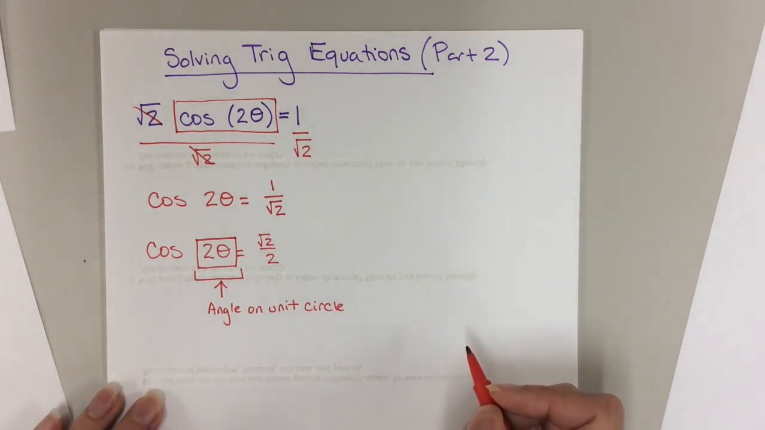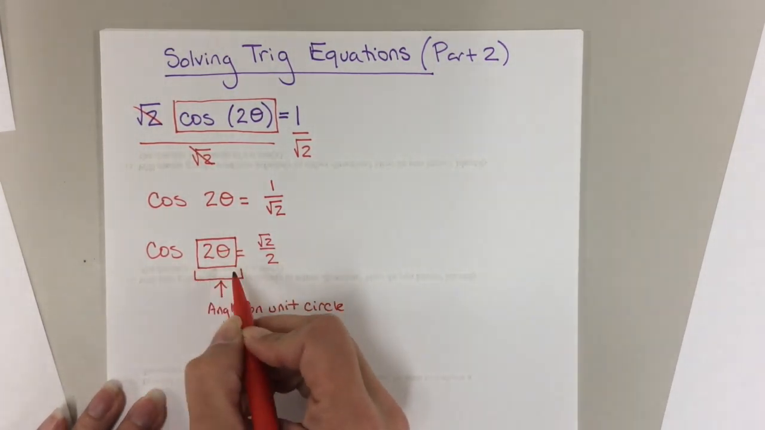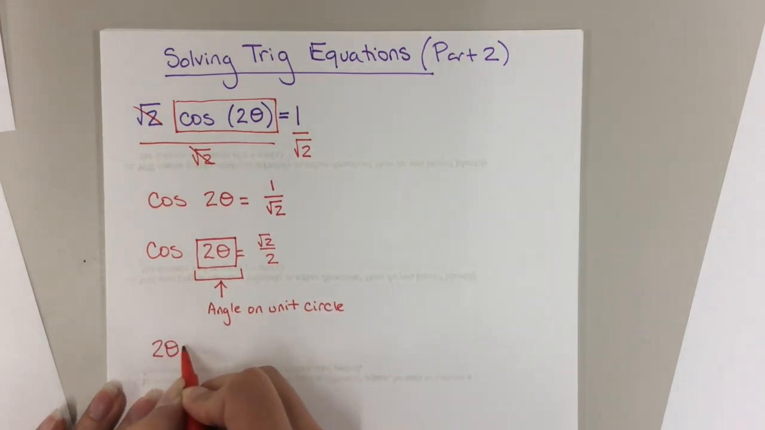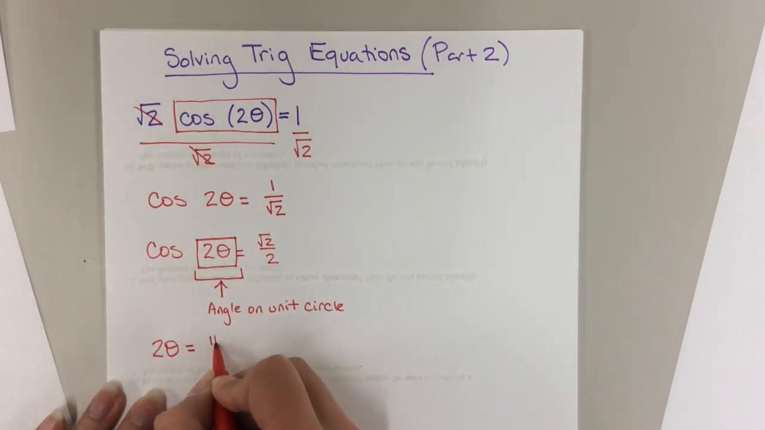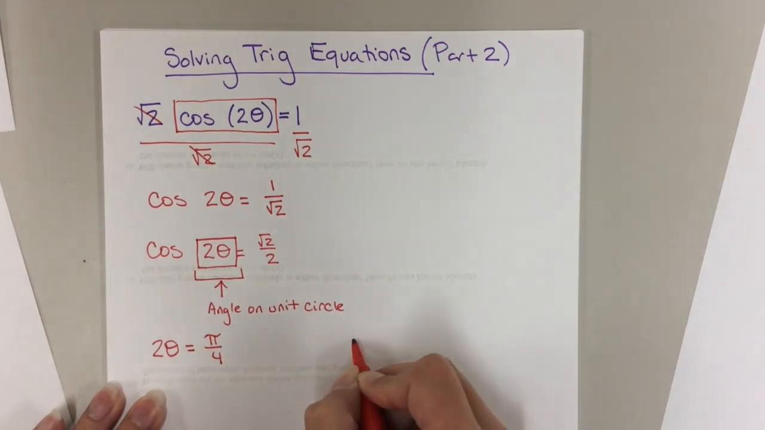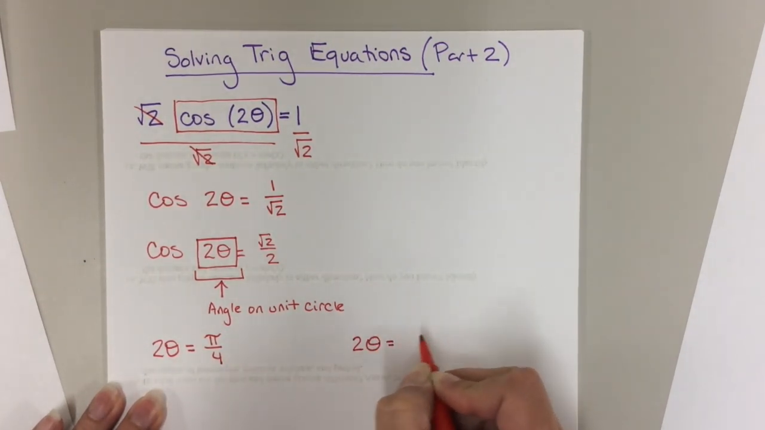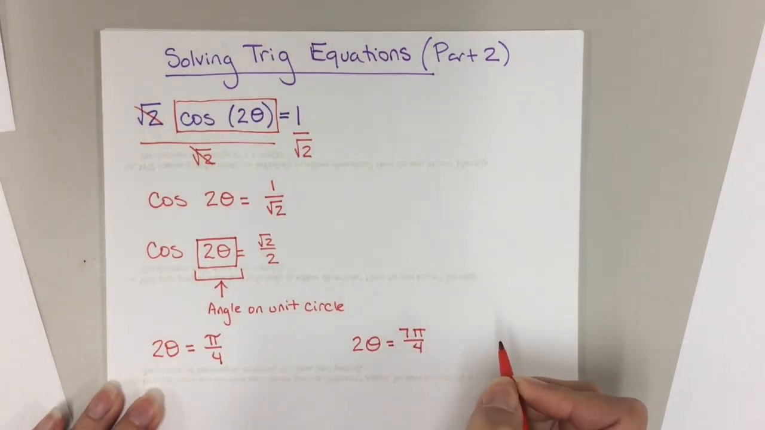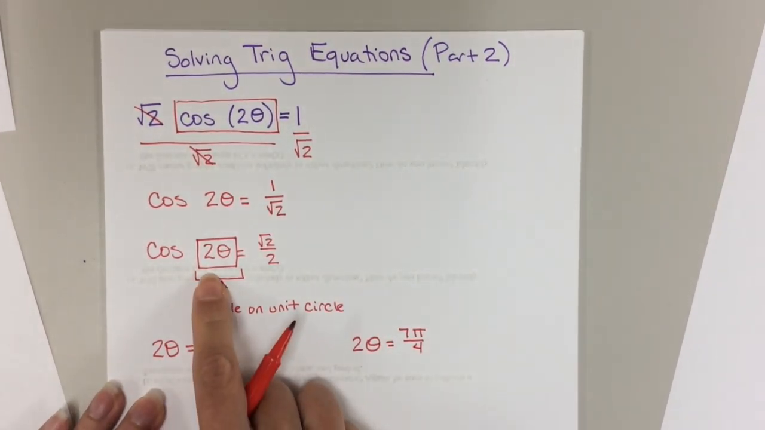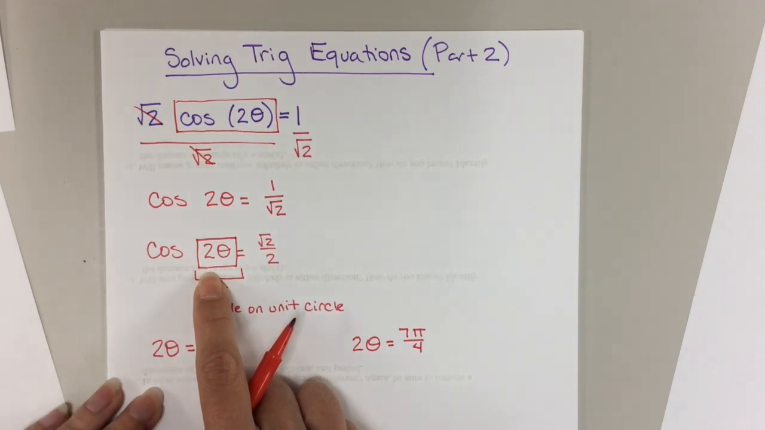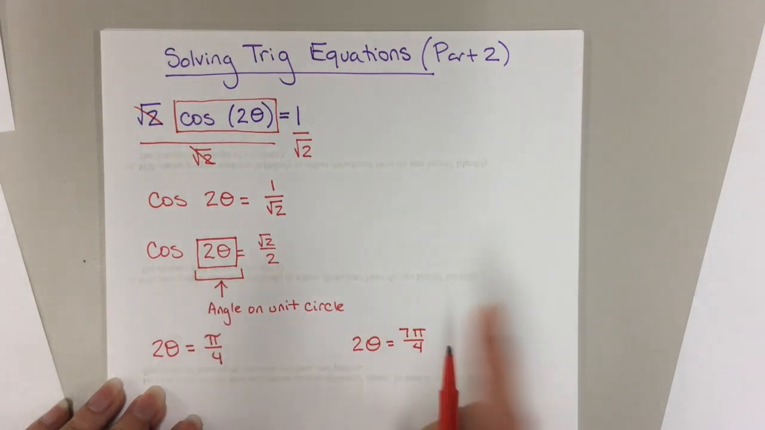So we can say that this whole thing right here, this 2 theta, equals pi over 4, and the whole thing, 2 theta, equals 7 pi over 4. Now, the 2 tells us that we have taken the period of our original cosine curve and we have shrunk it by a half, which means that 2 complete cycles of cosine will happen.